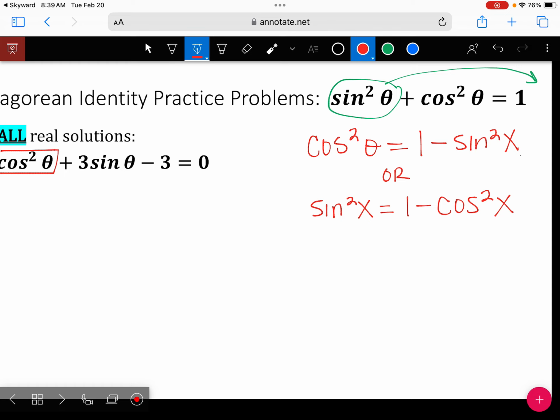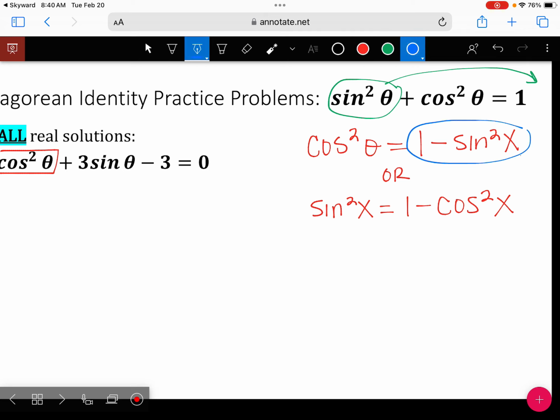So you can arrange it so that you're solving that Pythagorean identity for cosine squared, or we can solve it for sine squared. In this example, we're going to solve it for cosine squared because that's what we have in this example. We don't have a sine squared. So we're going to use this substitution. So I'm going to take this.